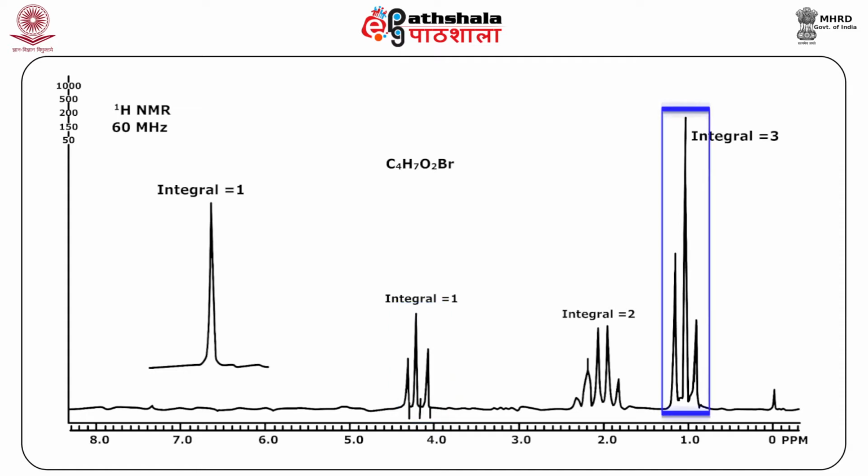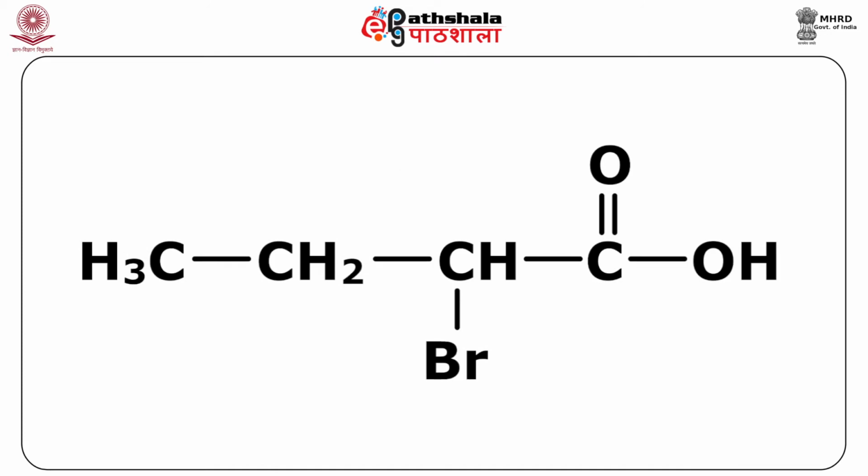A triplet at 1.1 ppm for 3 protons indicates the presence of a CH3-CH2 linkage, that is, a methyl group linked to a CH2 group. A multiplet at 2.1 ppm for 2 hydrogens is due to the CH2 group. Hence, the structure works out to be CH3-CH2-CH, which is in turn connected to a bromo group and a carboxylic acid group.